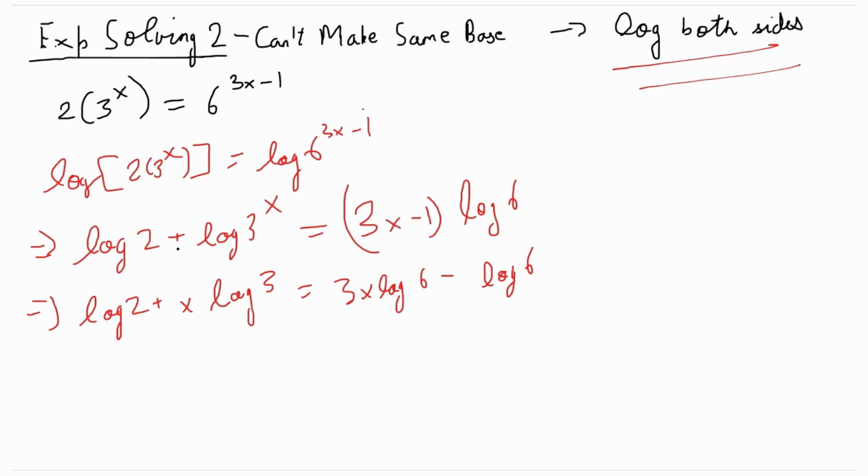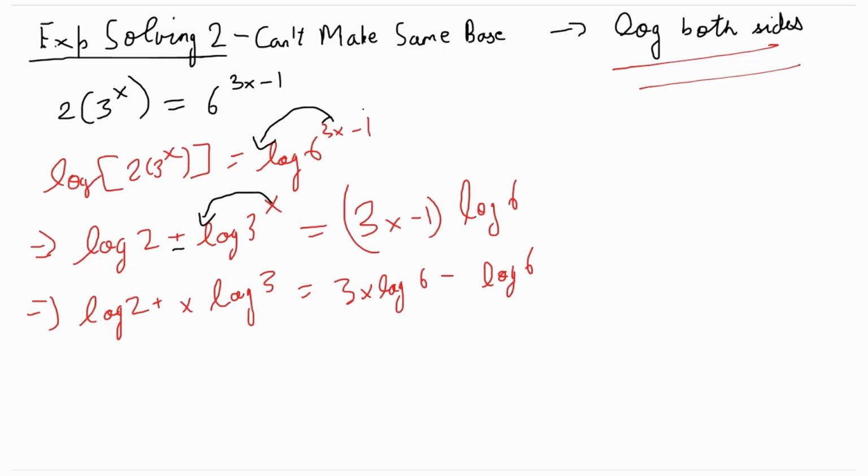Since these are being multiplied, it adds: log 2 plus log 3 to the x equals, well, whenever there's a power, we can just take that power outside. Just like this, we can take the power outside. It becomes log 2 plus x log 3 equals 3x log 6 minus log 6.